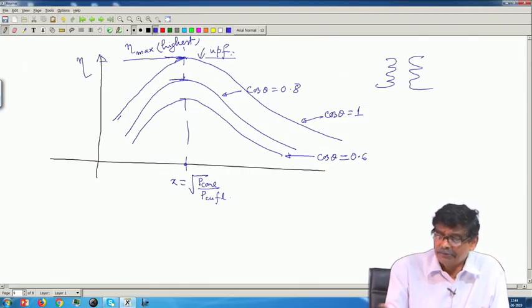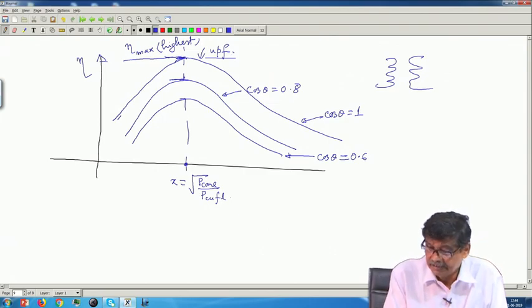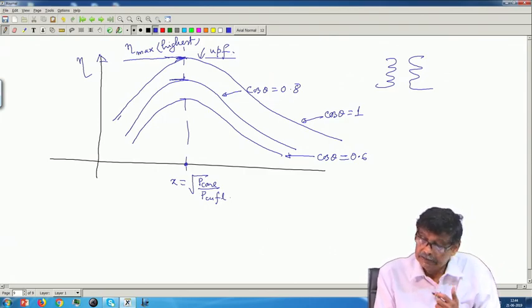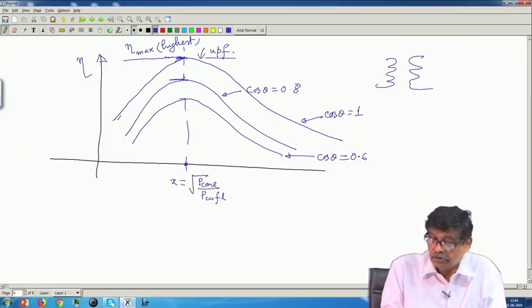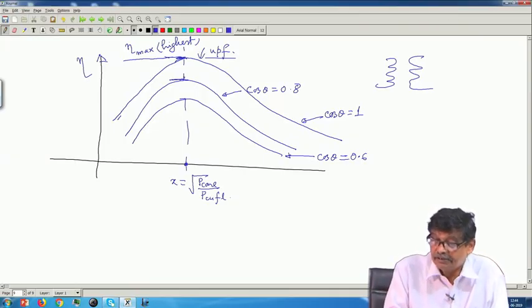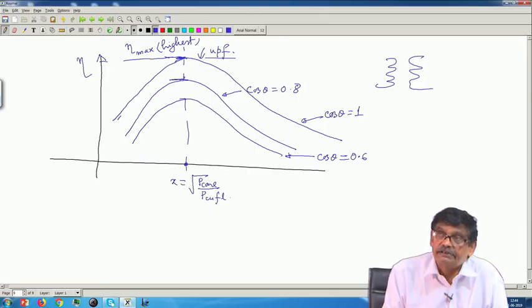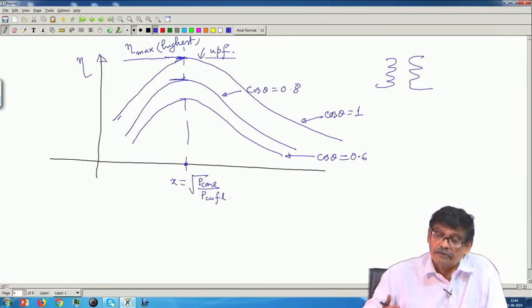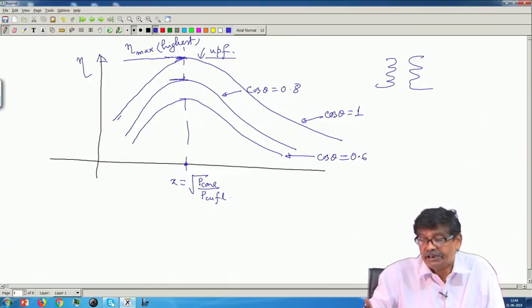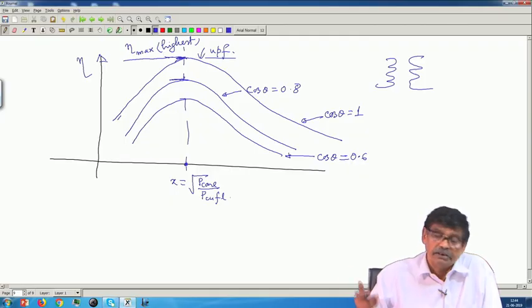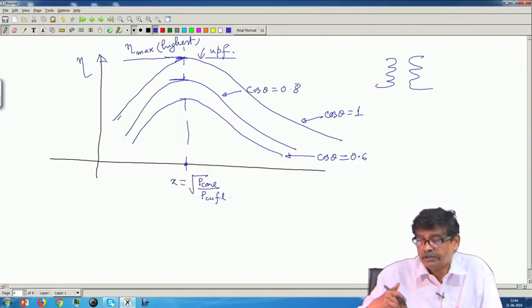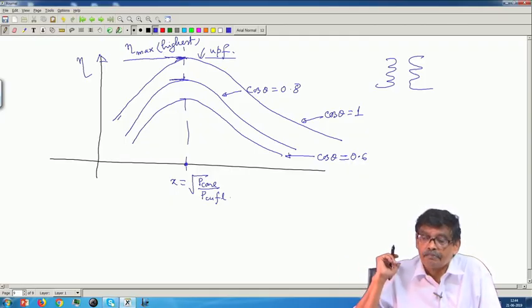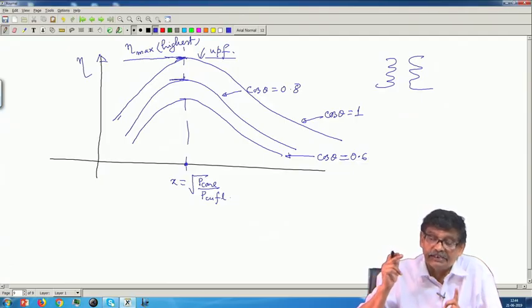But nonetheless, whatever the power factor, the load at which this maxima will occur is fixed. So, this family of curves now brings out the total picture of what is going on in a transformer when you are changing load, both power factor and impedance.